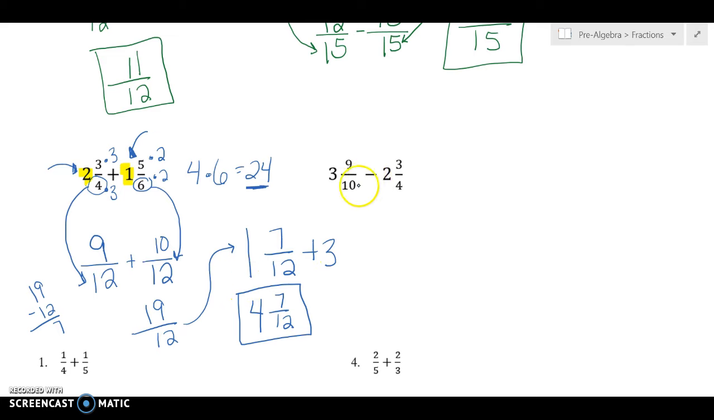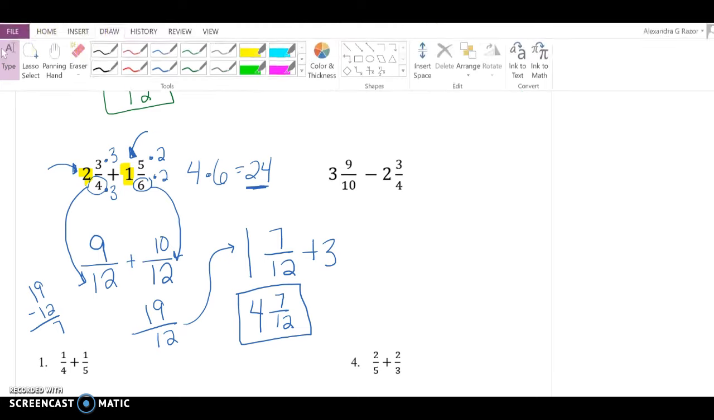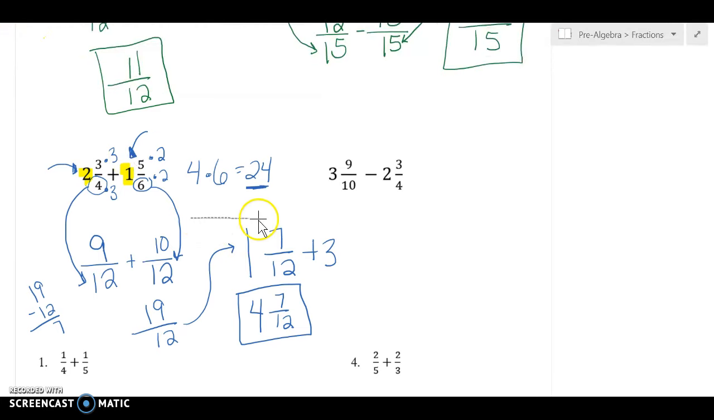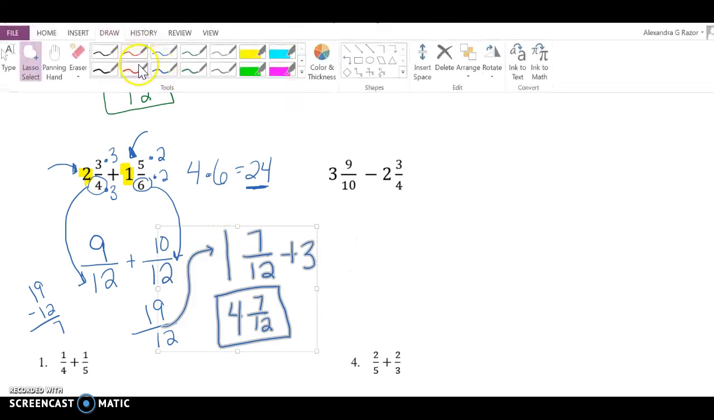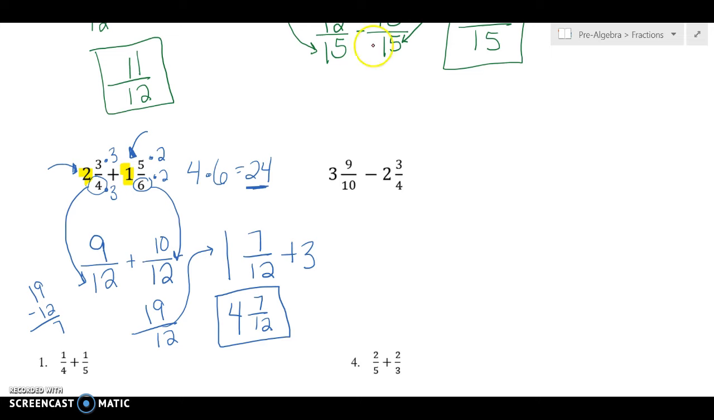Okay. All right, I'm going to see if I can move this one over some. It's kind of got out of the way. Move it over that way. There we go. That gives me more space. Okay, so let's look at this one. Same thing again. I have whole numbers, so I'm going to ignore those till the end.